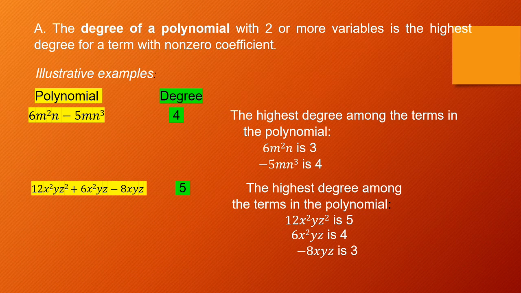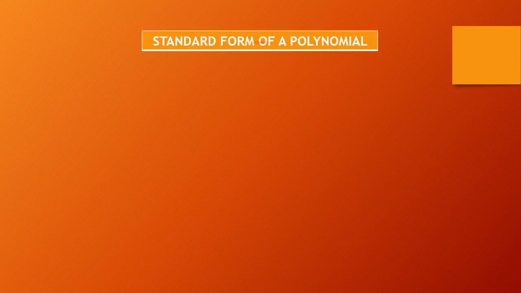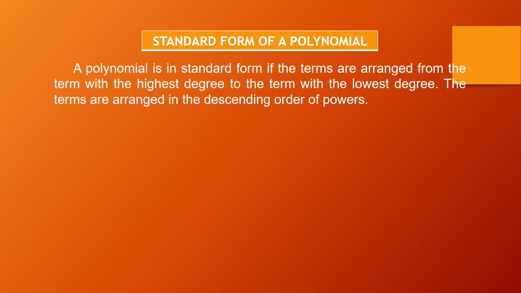A polynomial is in standard form if the terms are arranged from the term with the highest degree to the term with the lowest degree. The terms are arranged in the descending order of powers. So examples: polynomial number 1, y² − y + y⁴ + y³. So remember, it is not arranged. So we have to arrange this one in descending order. So the descending order, or what we call the standard form of the polynomial, is y⁴ + y³ + y² − y.